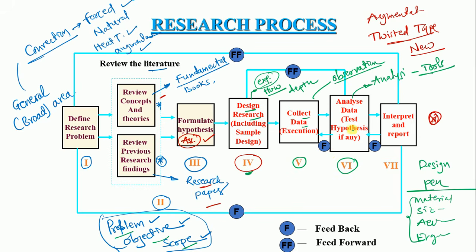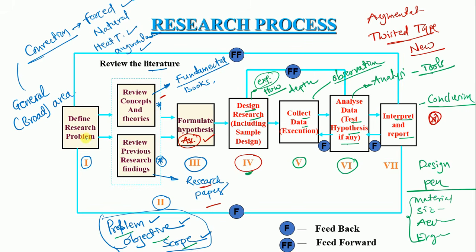Here, test hypothesis, if any. So whatever hypothesis we have decided, for example that there will be augmentation of heat transfer, that hypothesis will be tested when we analyze data, whether actually it happens or not. If it happens, then your hypothesis becomes true. If it doesn't happen, then the hypothesis becomes wrong. Okay. After that, interpret and report. This is basically related to the conclusions. What conclusions we are making out of your research, that we are going to do.